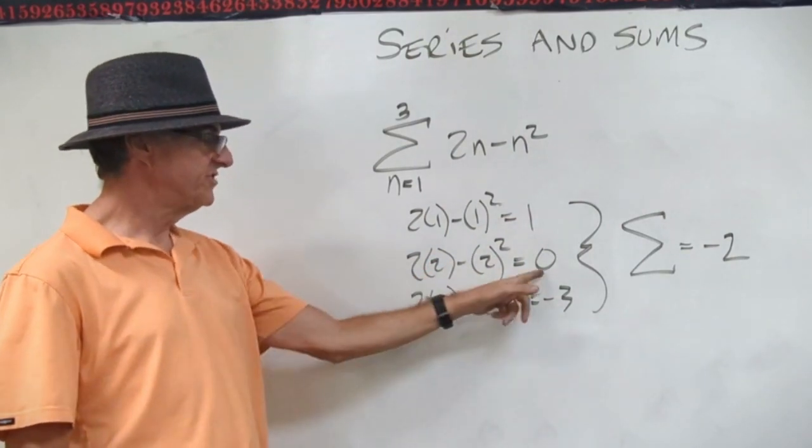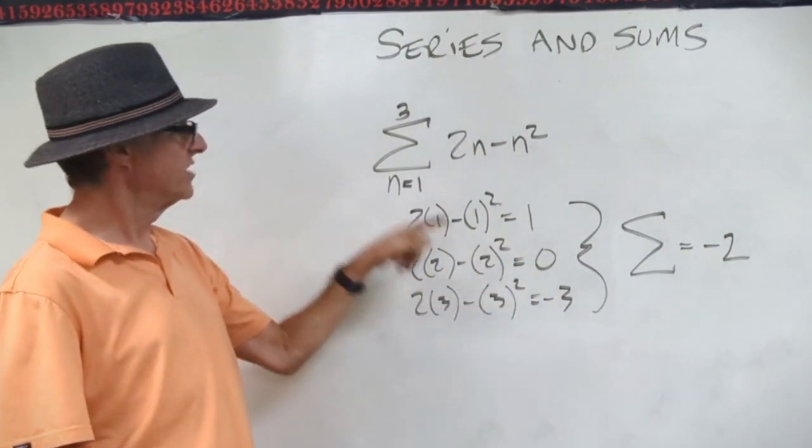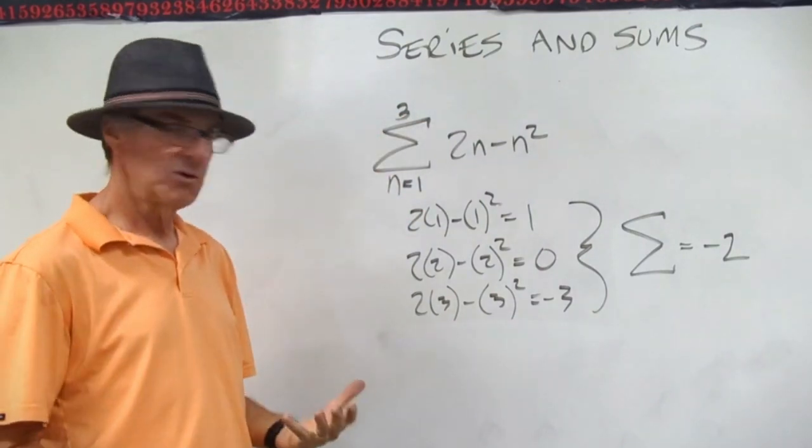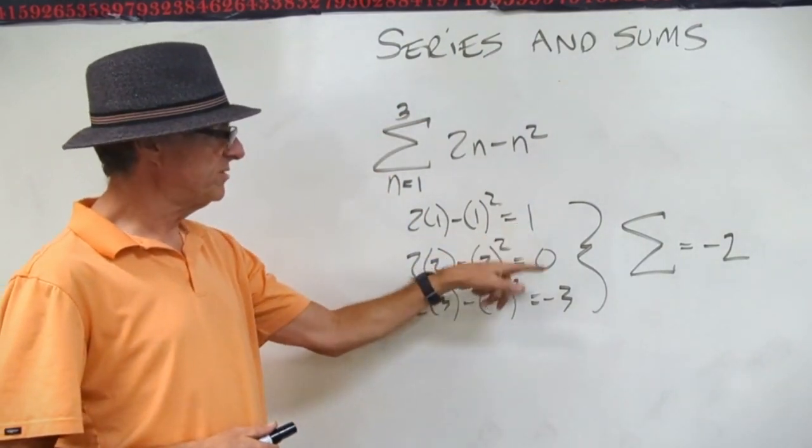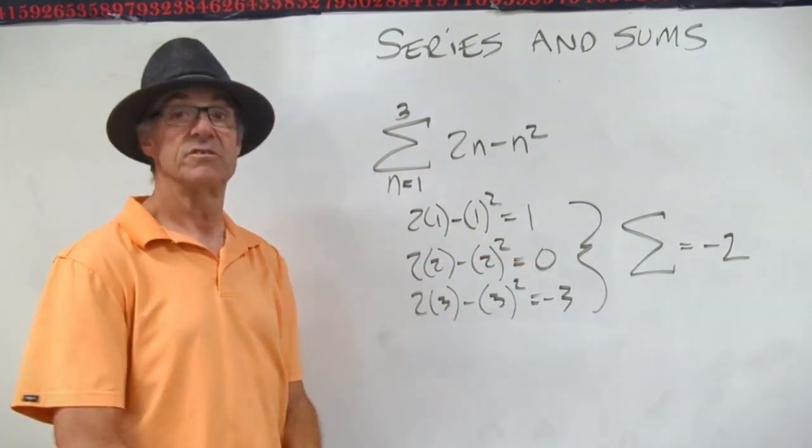So that's just 2 minus 1, so we get 1 for that. Second term, we get 0. Third term, we get minus 3. We're only going from 1 to 3. This is a pretty quick sum to make. 1 plus 0 minus 3 is minus 2.